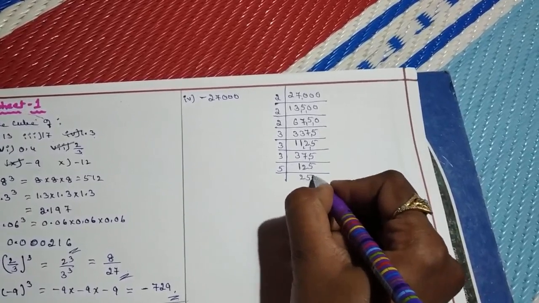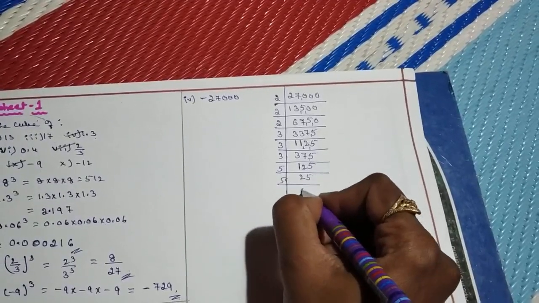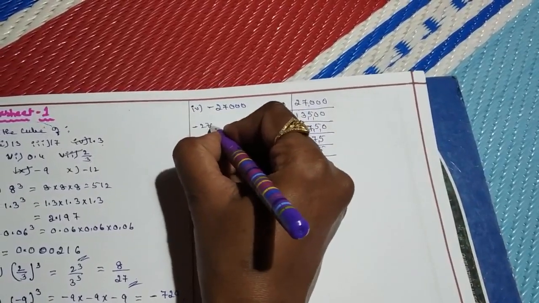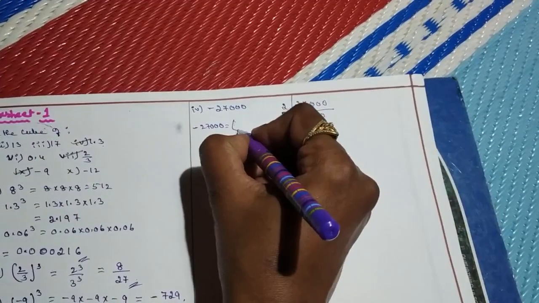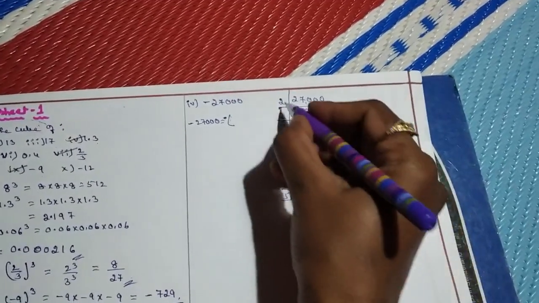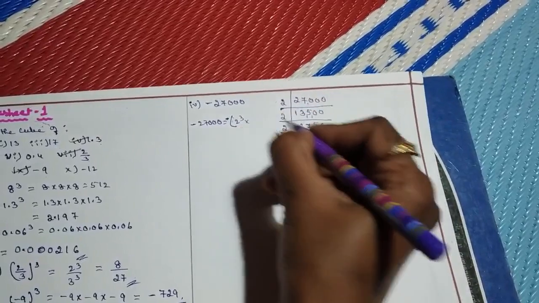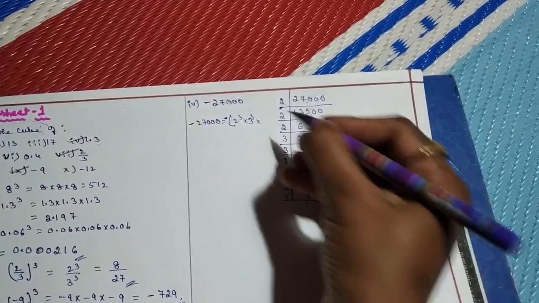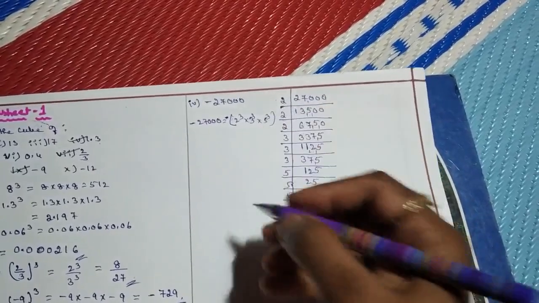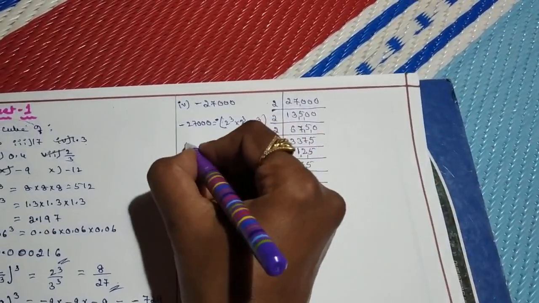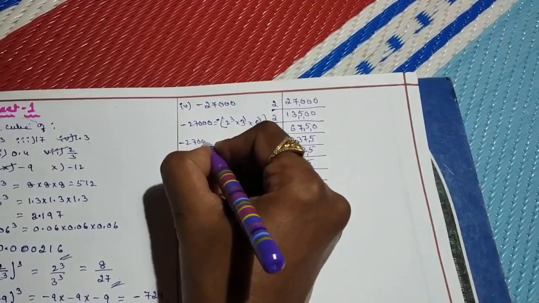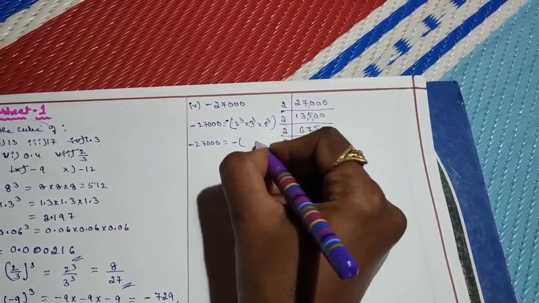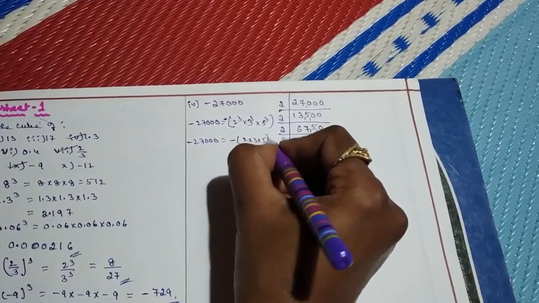5 2s are 10, 5 5s are 25, 5 5s are 25, 5 1s are 5. So minus 27000 can be expressed as minus, open the bracket, 2 3 times, into 3 3 times, into 5 3 times. So all the factors are repeating 3 times. Then I can say that it is a perfect cube. Minus 27000 is nothing but minus of 2 into 3 into 5 whole cube.